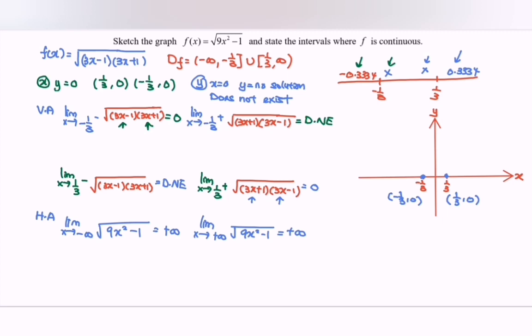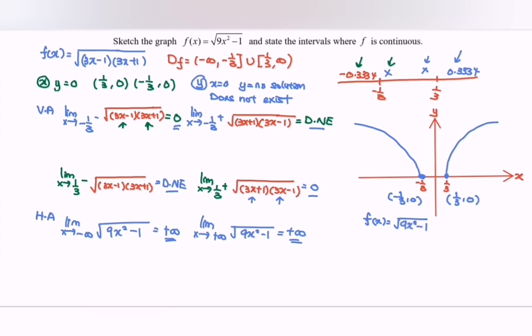Vertical asymptote: as x approaches negative 1 over 3 from the left, we have the value approaching 0. So where we have here. Continue, does not exist, then does not exist, then the limit when x approaches 1 over 3 from the right is approaching 0. The limit when x approaches negative infinity, we have positive infinity. So meaning that the graph will be something like this. Same goes to the right hand side, we will have the graph something like this, where we have f(x) equals the square root of 9x squared minus 1.